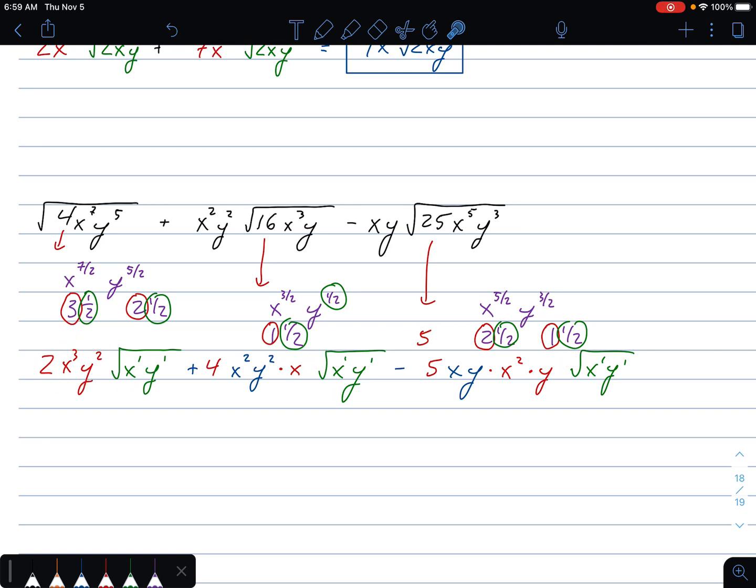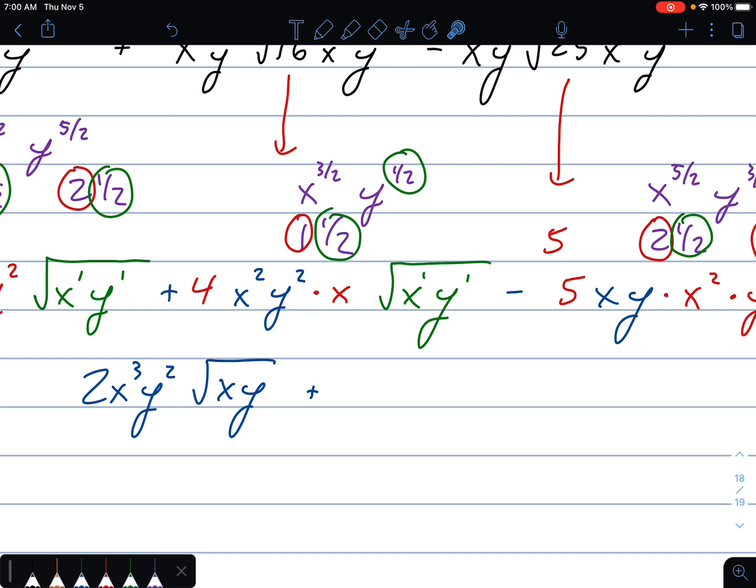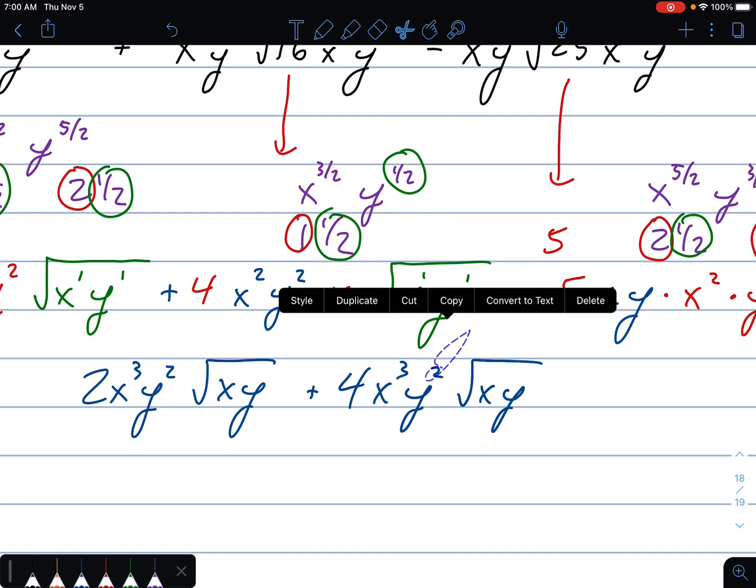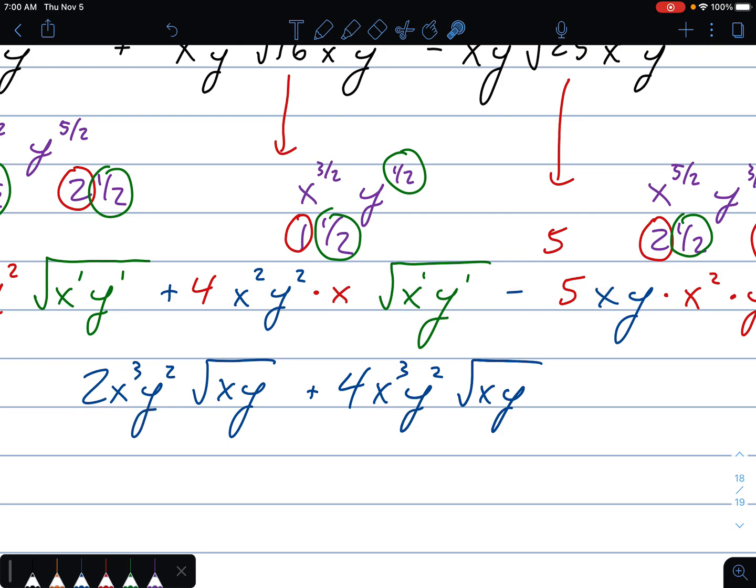Now let's make sure our fronts have x to the third and y squared, because that's when we can combine. So let's make this look a little neater. So 2x cubed y squared, radical xy. Okay, that was the first one. I just rewrote that. Plus 4 times x squared times x times y squared. 4x to the third, y squared, and then my radical stays the same. So far I still have the same thing, where I have an x to the third and a y squared. X to the third, y squared.